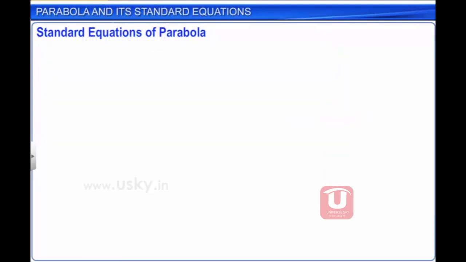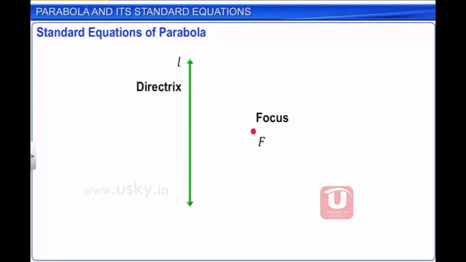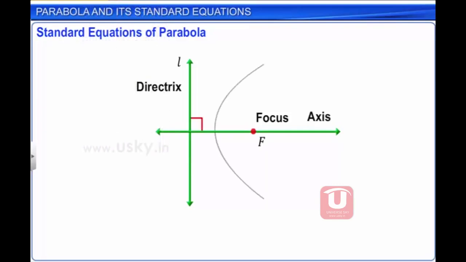The fixed point F in the plane is called the focus of the parabola. The fixed line L in the plane is called the directrix of the parabola. The line passing through the focus and perpendicular to the directrix is called the axis of the parabola. A parabola is symmetrical about its axis. Thus, the axis of a parabola is also called its axis of symmetry.